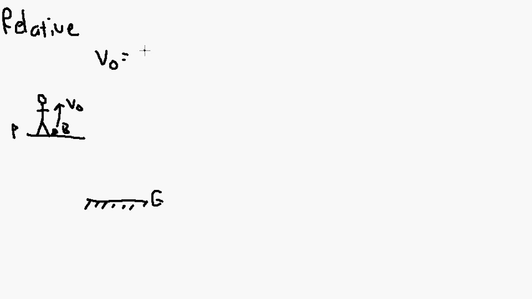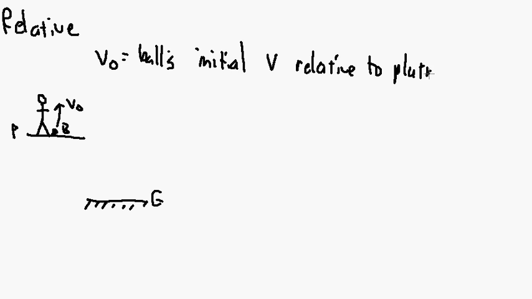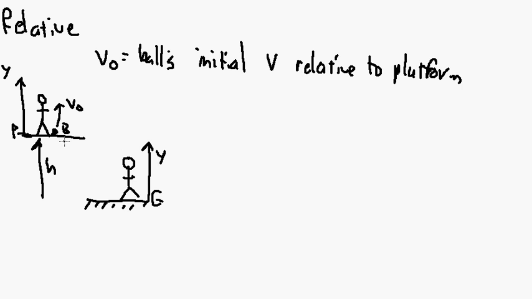V naught is the ball's initial velocity, V relative to the platform, and the platform is at some height h, and there's a guy on the ground, and we have different reference frames for these guys. So there's y for the guy on the ground, there's y for the guy on the platform, and so we showed how positions can be translated from one to the other.